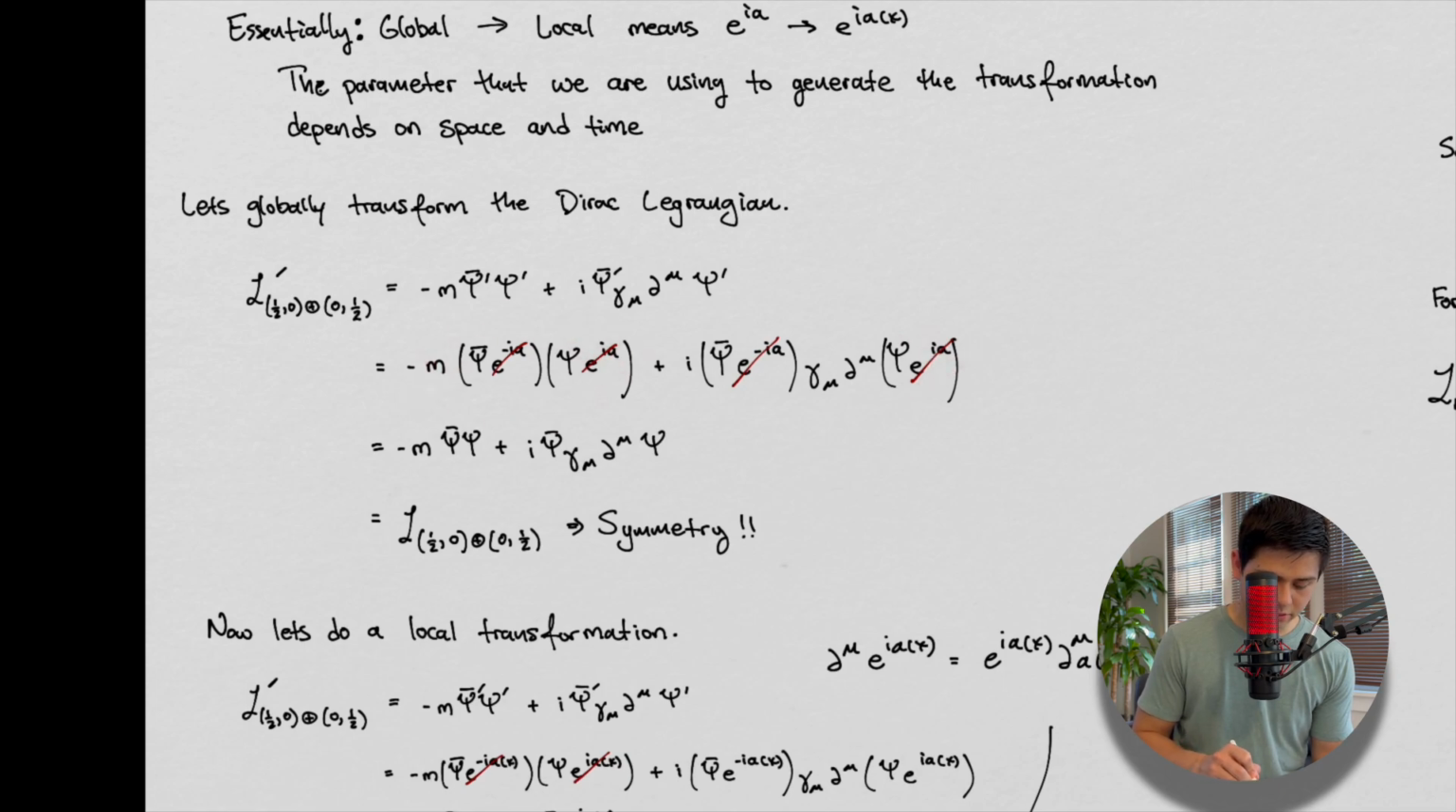Same thing here. We can cancel these exponentials out as well because of that complex conjugation. And what we get is something that looks like this, which looks like this, right? The same structure here between the shifted and the original Dirac Lagrangian. So that means that there's symmetry involved. And so under a global transformation, the Dirac Lagrangian is invariant.